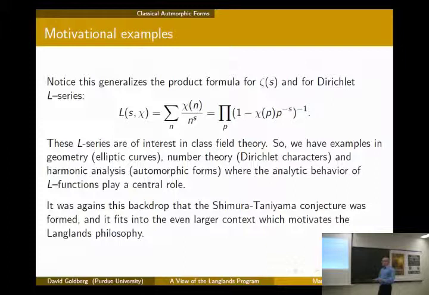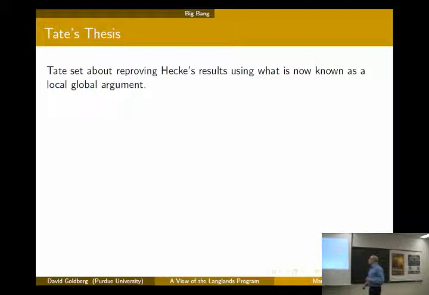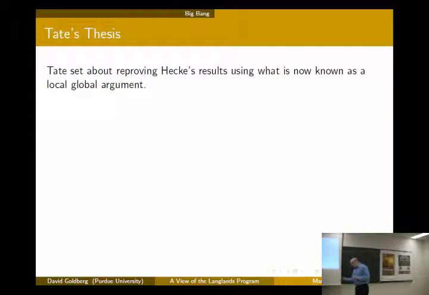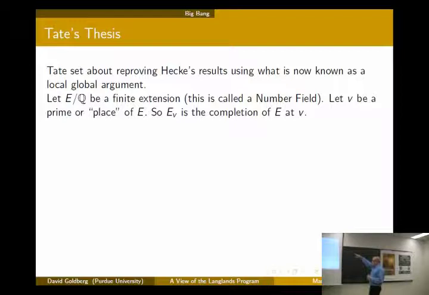Now it's hard to go any further without mentioning Tate's thesis. So Tate, in his Princeton thesis in 1950, actually went about reproving this result of Hecke about the Dirichlet series being nice if and only if something is an automorphic form. So he went about reproving this in a very novel way. And so for this, let's take a finite extension E of Q, so that's what's known as a number field. I'm going to fix a place or a prime. And that just means you have one of the completions of E.